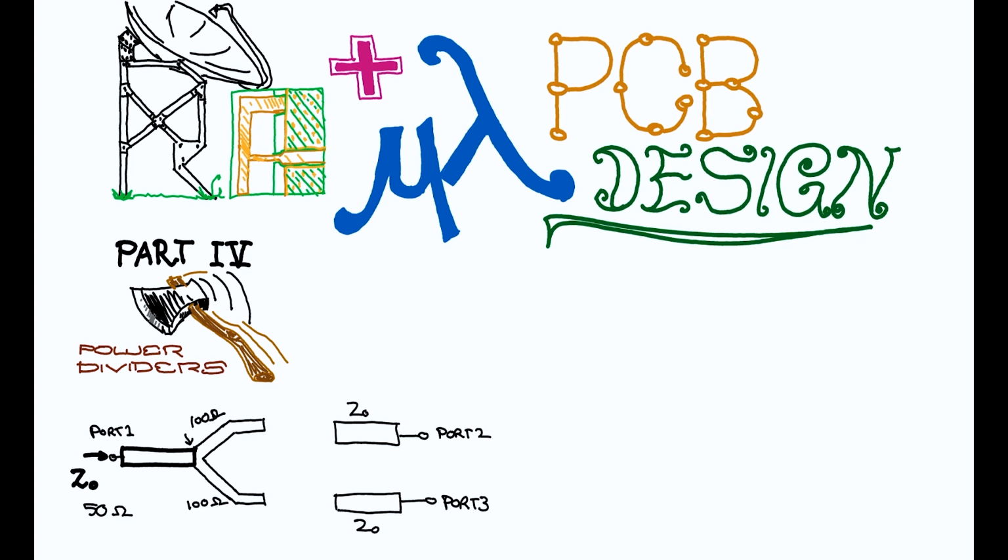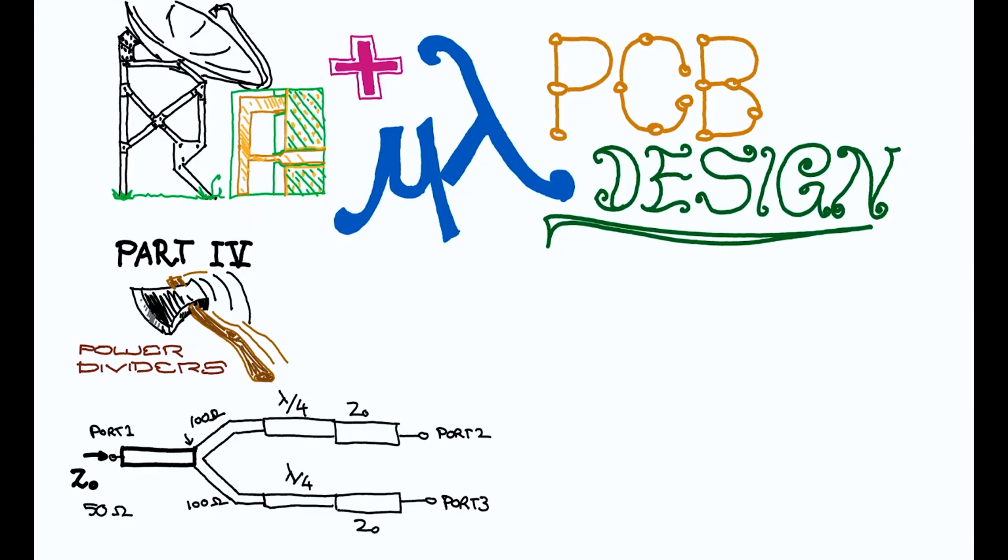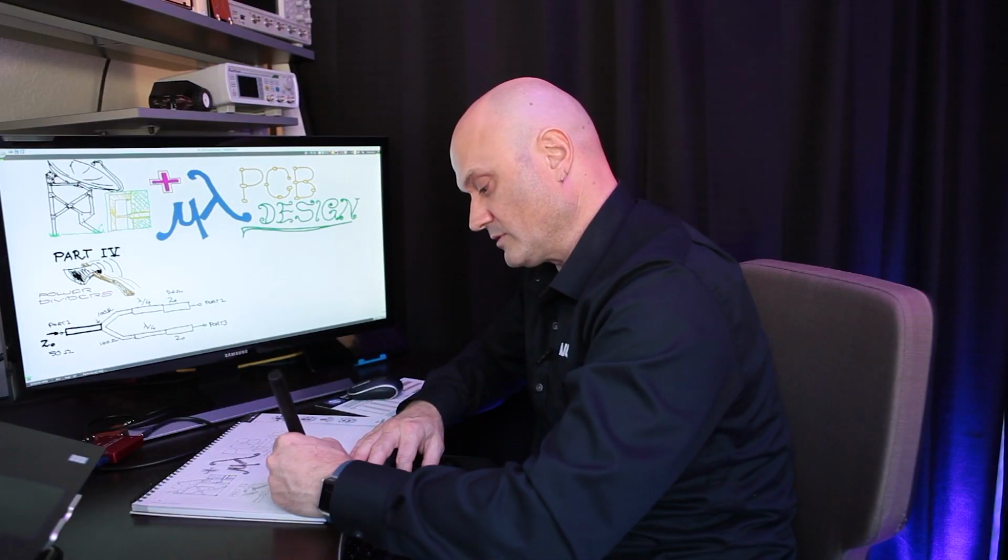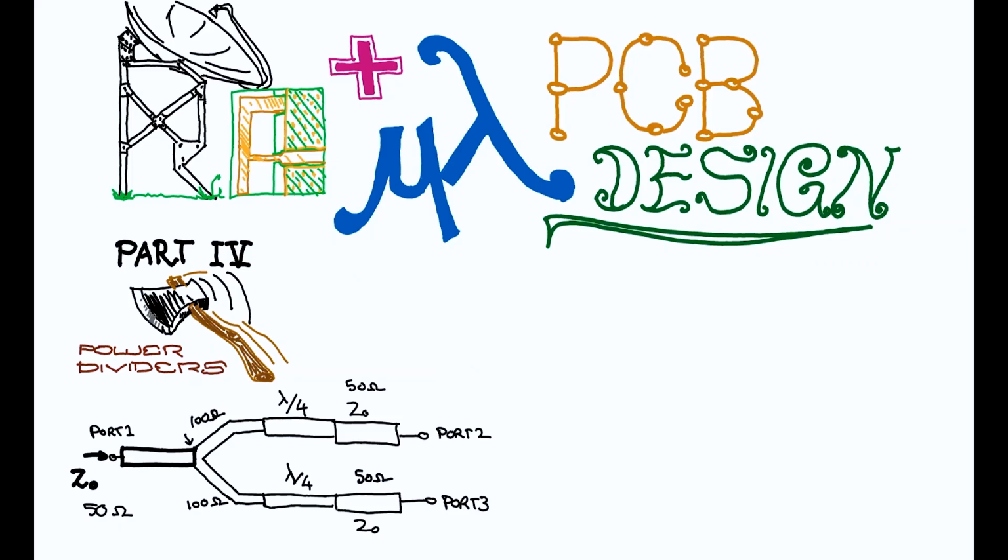So what we need is some segments which are a quarter wavelength long. Remember in a previous episode we talked about the quarter wave transformer for impedance matching. So that's exactly what we need here. We need a quarter wave transformer that matches our 50 ohm output port transmission lines to our 100 ohm divided transmission lines.